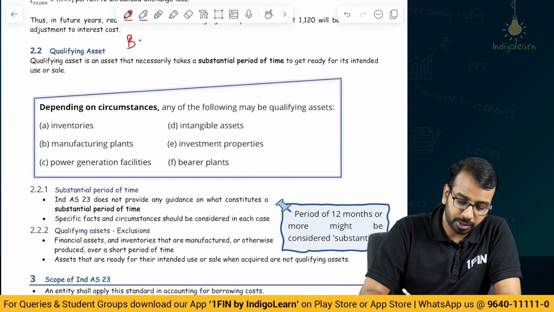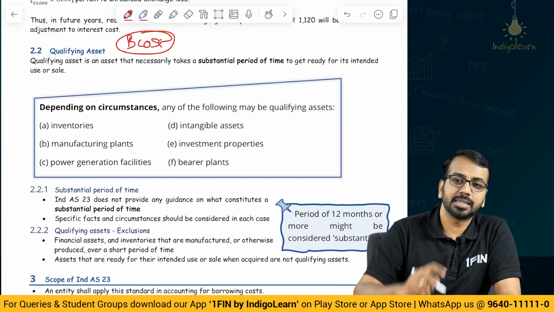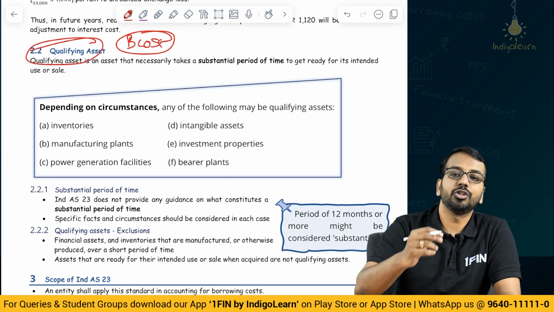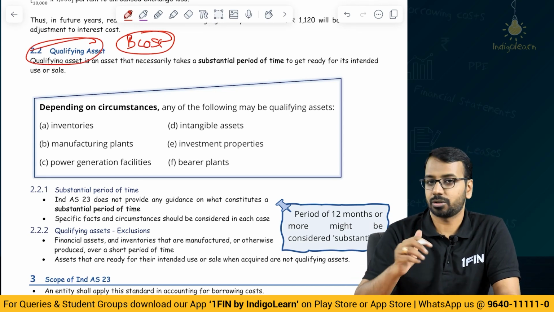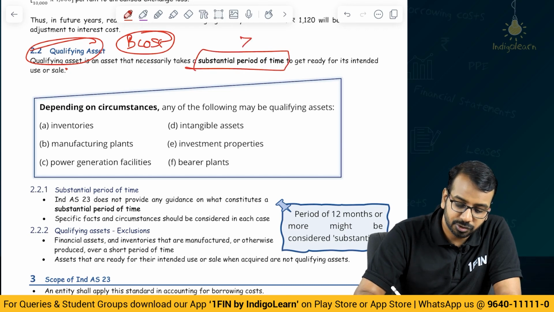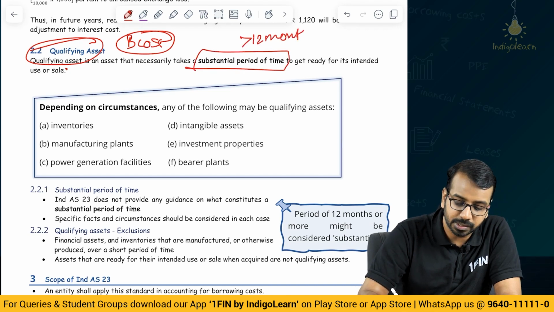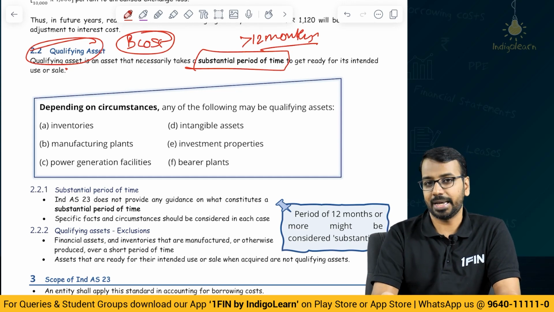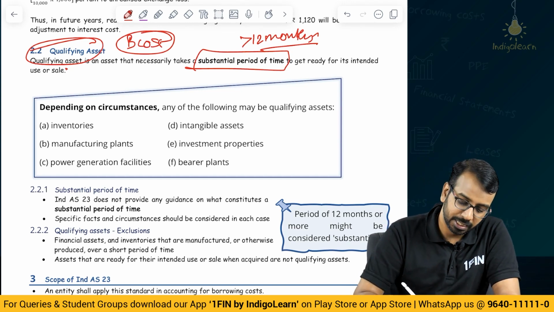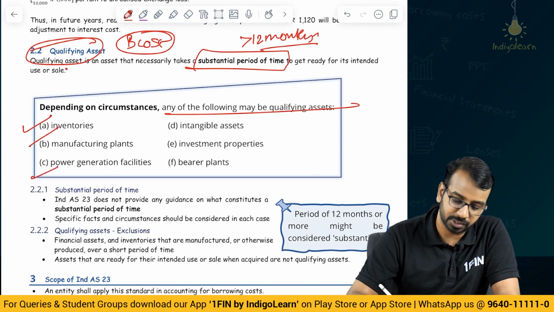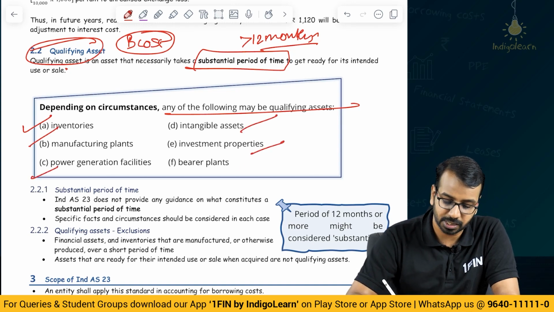Now, as far as borrowing cost is concerned, what the standard says is, if you are incurring borrowing cost on a qualifying asset, then you need to capitalize the interest cost or the borrowing cost. Now, what is a qualifying asset? One which takes a substantial period of time, generally a period of greater than 12 months. This is an assumption. The question may say less than 12 months, and it is also a qualifying asset, then you have to do it accordingly. Any of the following assets may be a qualifying asset: inventories, plants, power generation facilities, intangible assets, investment properties, bearer plants.